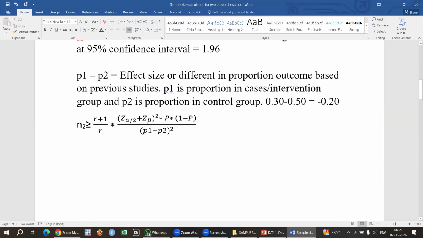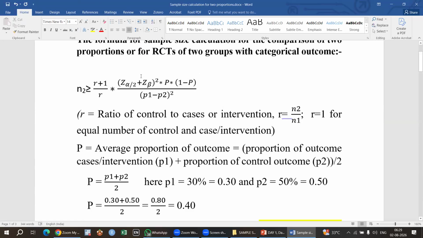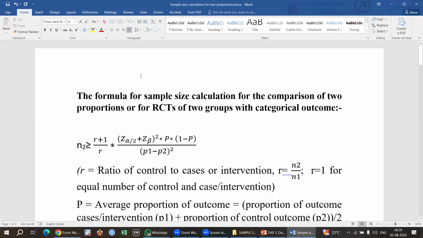I have sent this file to you. It is a step-by-step calculation of the sample size for two proportions, for quasi-experimental studies or RCTs of two groups with a categorical outcome. Remember this, it is for categorical outcome. I hope that you have cleared this. If you have any doubt, you can ask me, there is no problem.